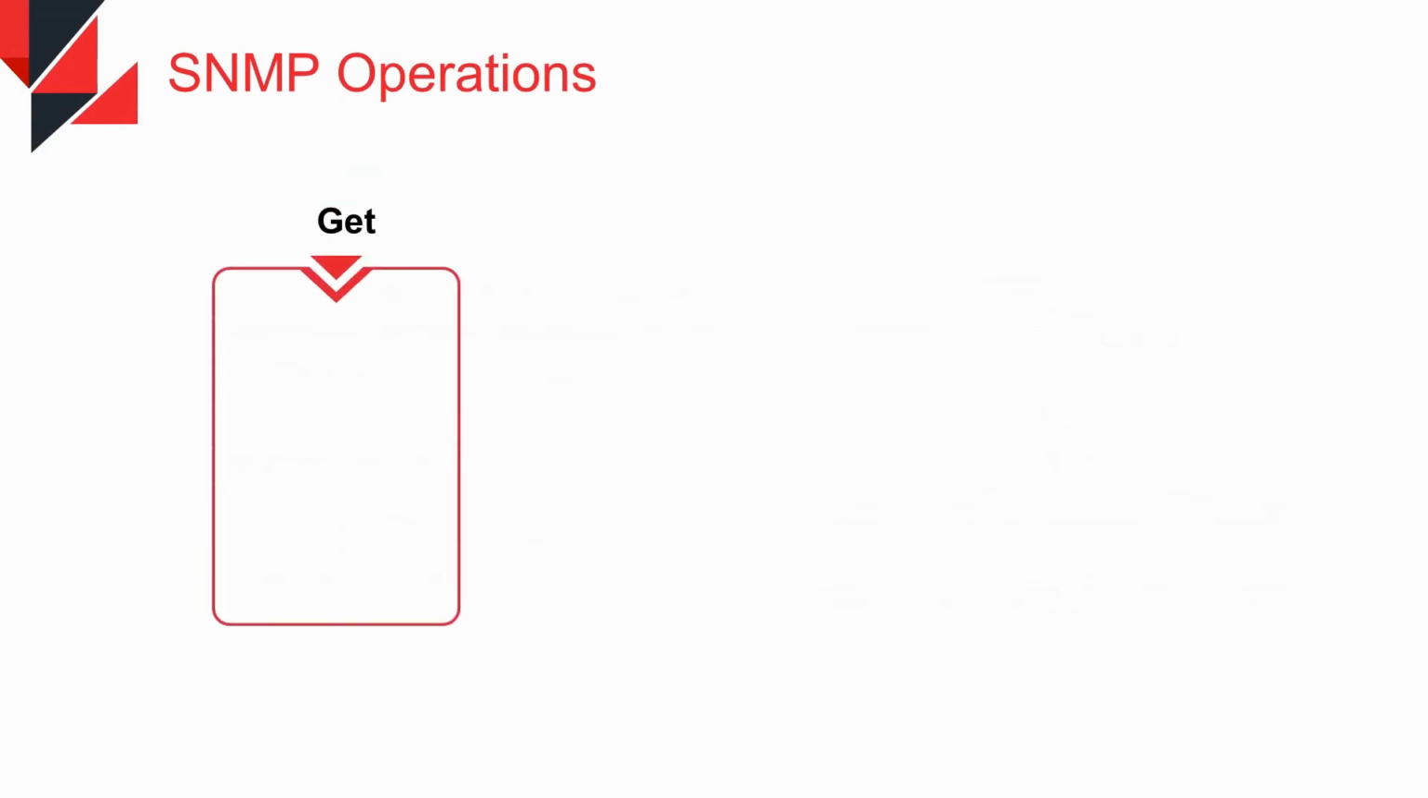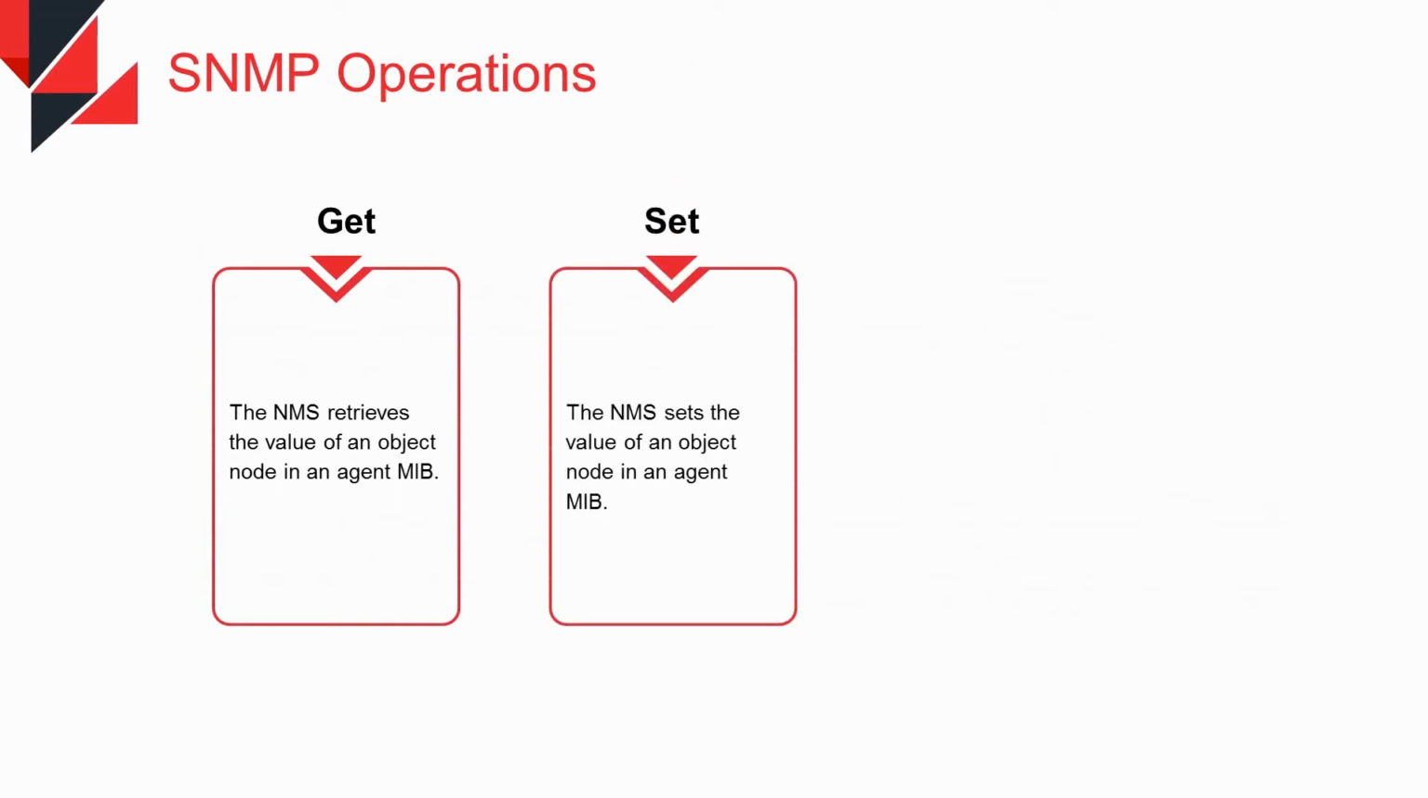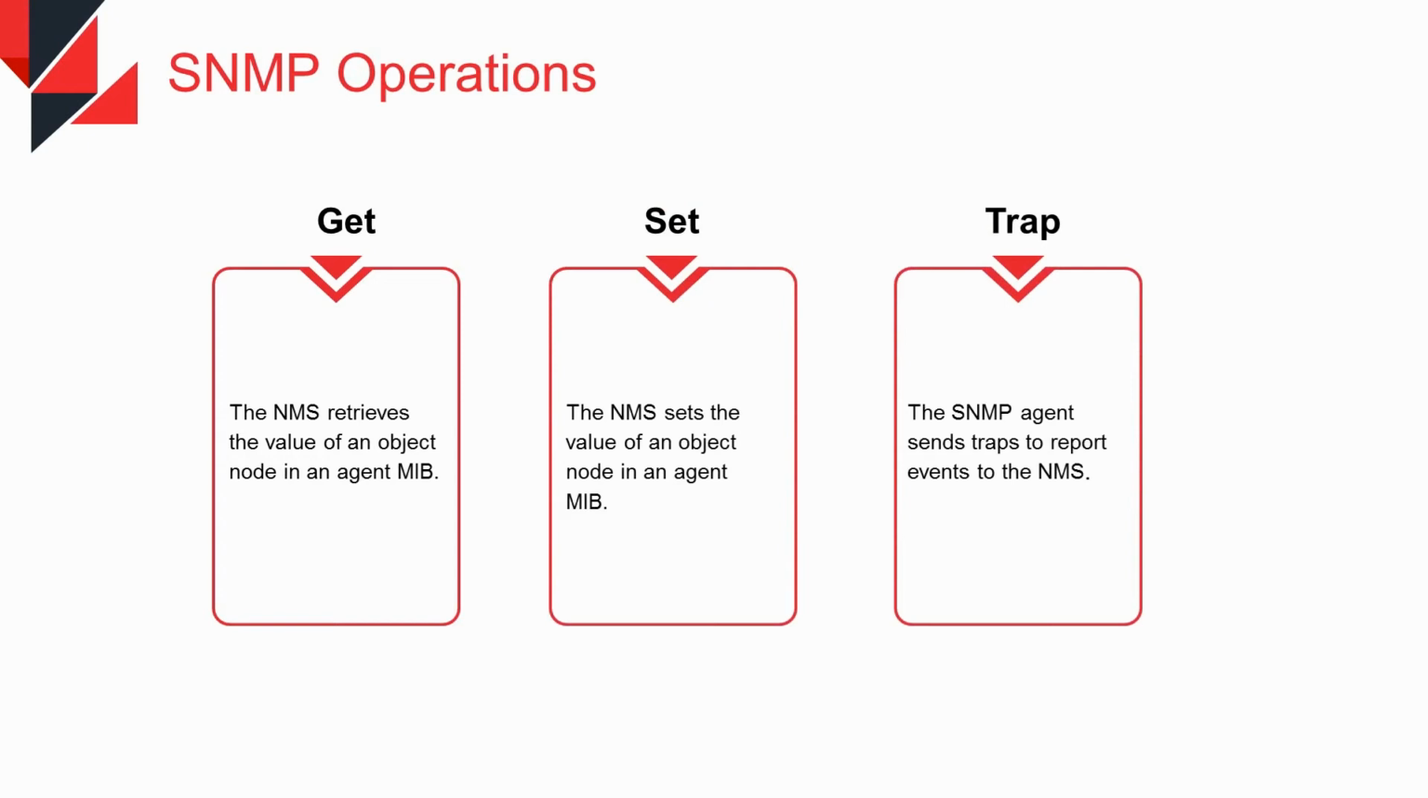SNMP operations. Get operation: the NMS retrieves the value of an object node in an agent MIB. Set operation: the NMS sets the value of an object node in an agent MIB. Trap operation: the SNMP agent sends traps to report events to the NMS.